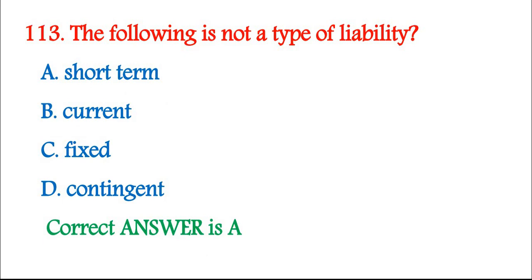113. The following is not a type of liability. A. Short-term. B. Current. C. Fixed. D. Contingent. Correct answer is A.